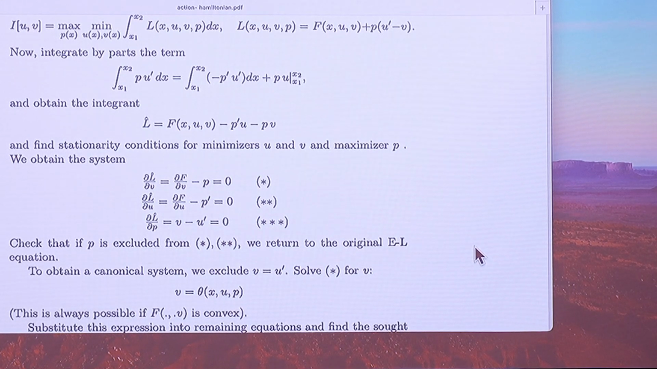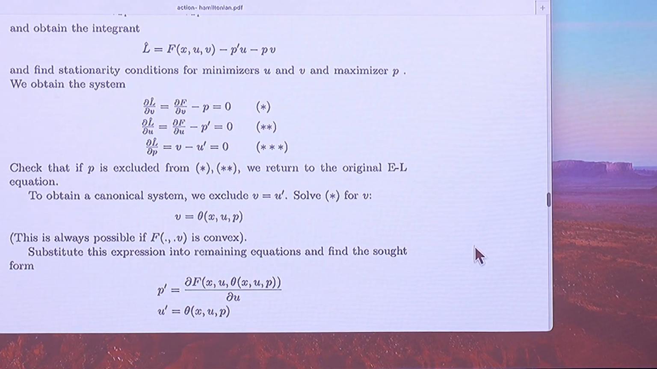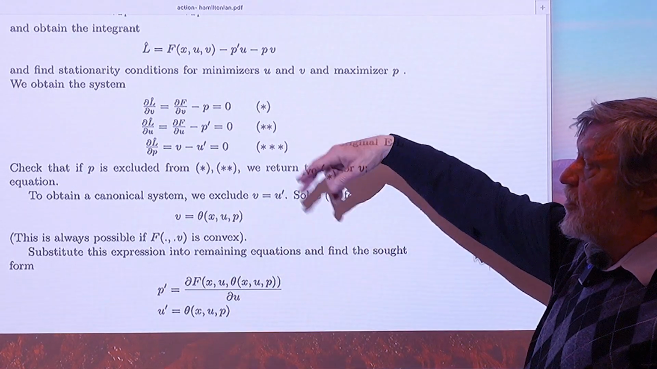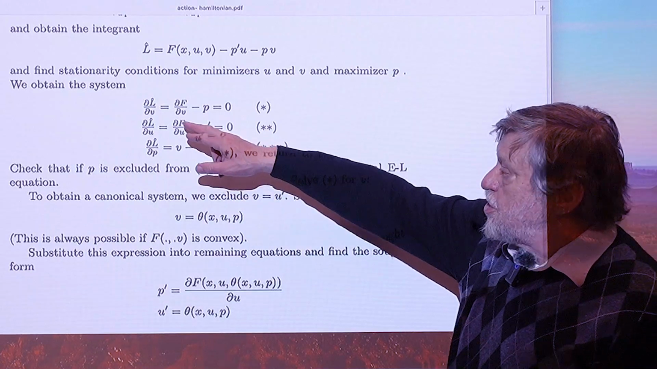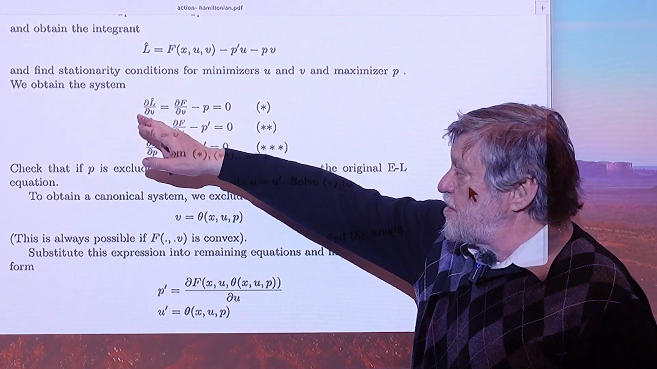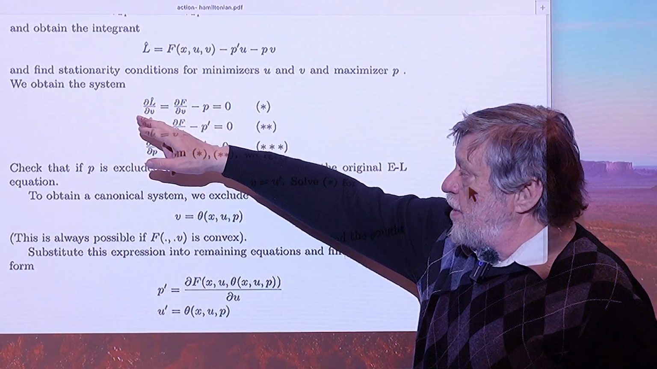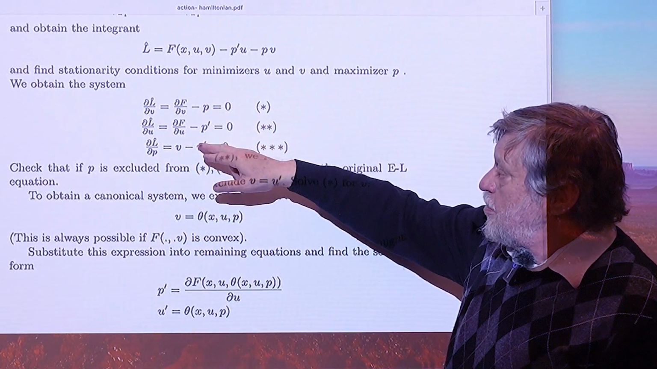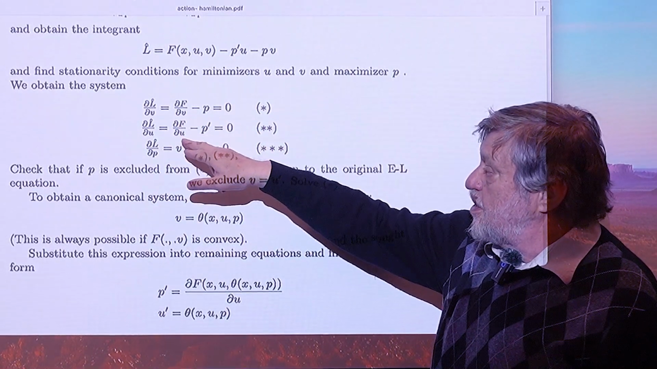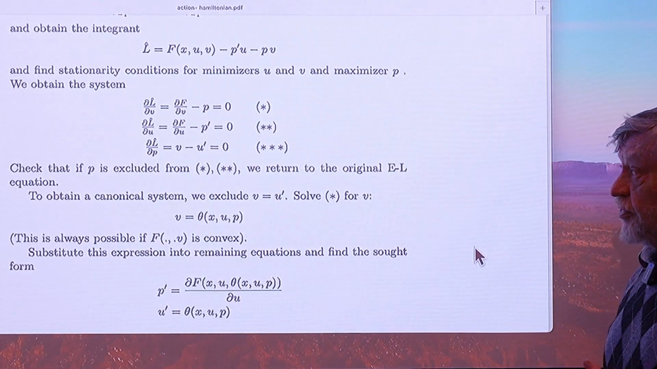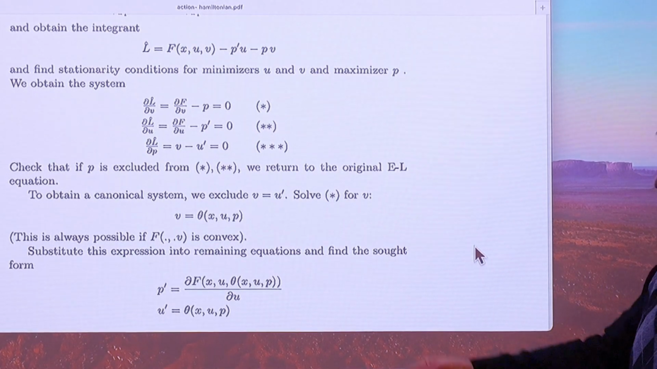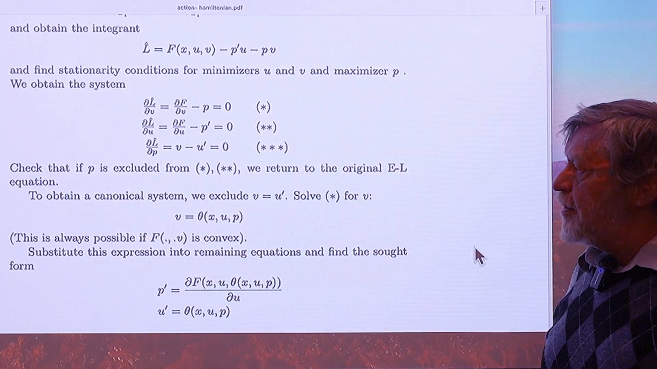First of all, we can prove that this system is equivalent to the original one. If we differentiate the first equation with respect to x, we have d/dx of df/dv, and it will be equal to p prime, and also it will be equal to df/du. So this is as in the original Euler-Lagrange equation. This is why the system is equivalent.